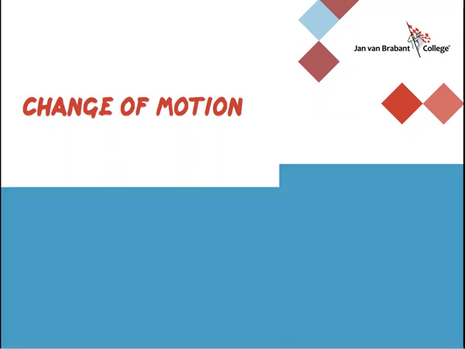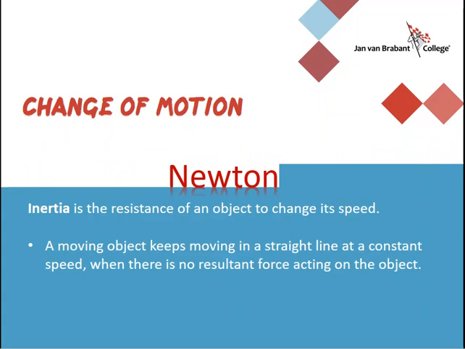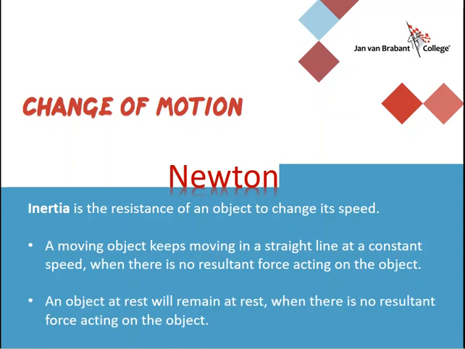So we've seen what inertia does, but what is inertia? Inertia is the resistance objects have to change their speed. That means that a moving object will keep on moving in a straight line and at a constant speed unless there is a resultant force acting on the object. And an object that is at rest will remain at rest when there's no resultant force acting on that object. This is known as Newton's first law of motion.